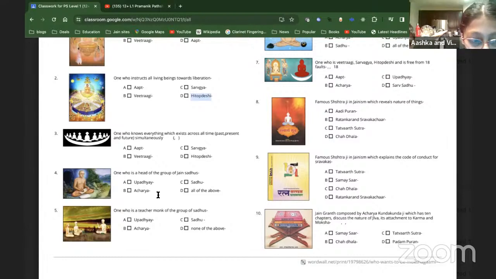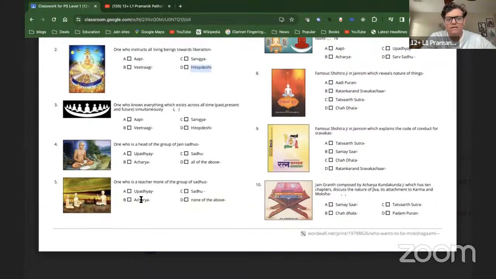Did I unmute? You did. Okay. Is it Acharya? It is Acharya. Very good. Acharyas are the third one, and Acharya are the ones who head the monk Sangh or Jain Sadhu Sangh.